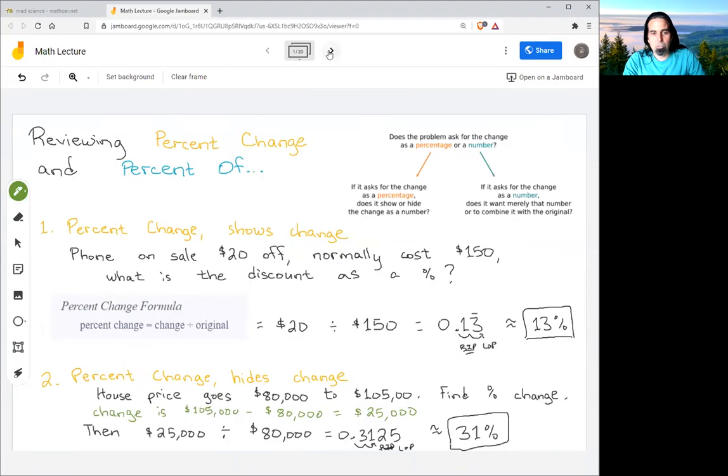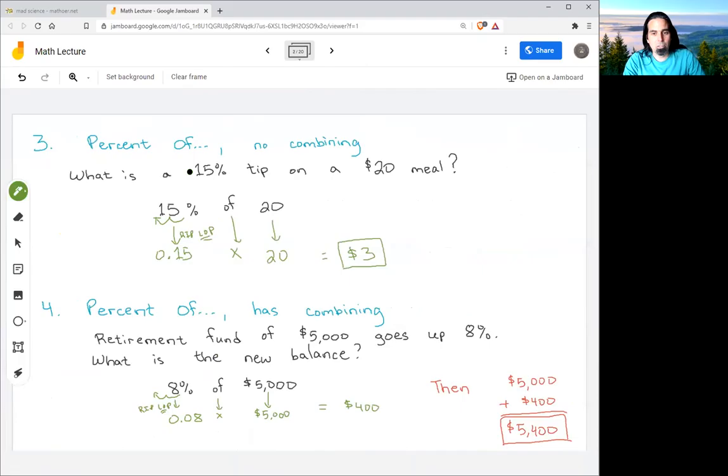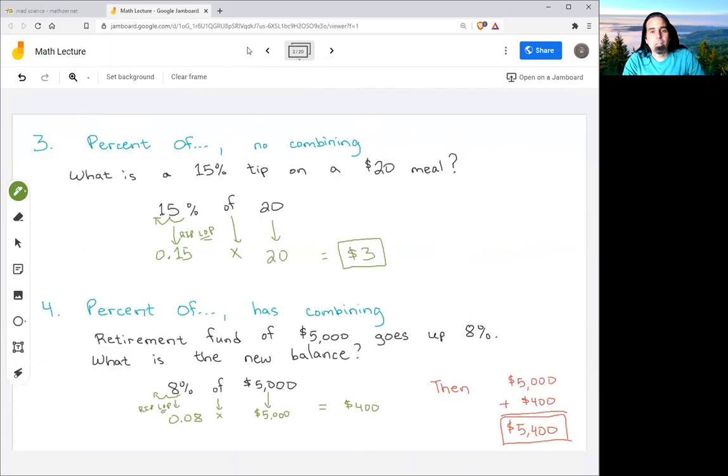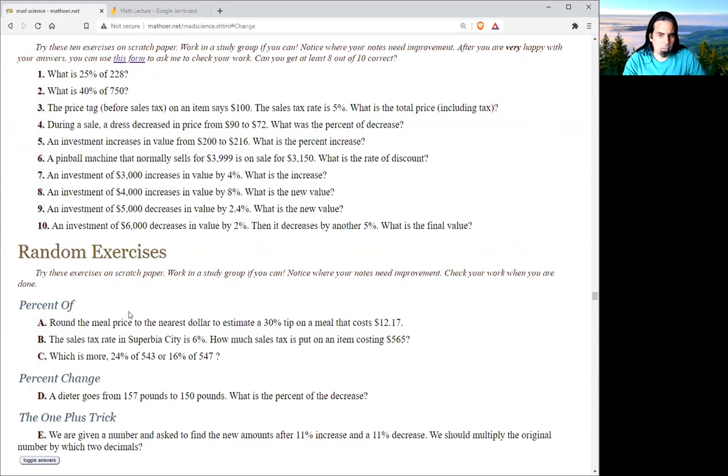Okay, so we had done four different types of percent problems. The percent change, where it showed or hid the change, and percent of, where you combined things at the end or you didn't. Now, this particular last case, where it's percent of and you have combining, there's a shortcut for. So first, let's do it without the shortcut.